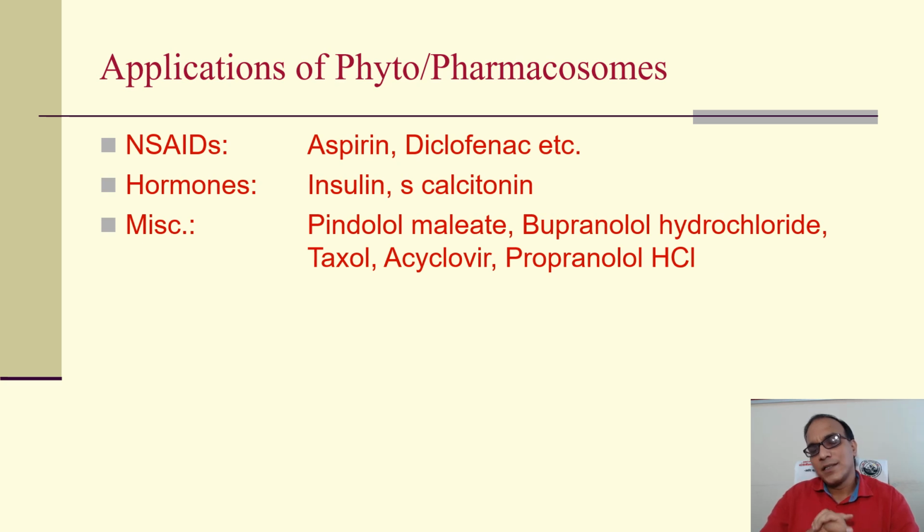However, we will be discussing the application part in quite detail in a later section. But NSAIDs like aspirin, diclofenac, hormones like insulin, salmon calcitonin, and miscellaneous drugs like pindolol, bupranolol, acyclovir, taxol, propranolol hydrochloride can be prepared in the form of pharmacosomes. Simply, if we are taking the phytoconstituent, we call them phytosomes. If we take pure synthetic drugs like NSAIDs, we call them pharmacosomes.